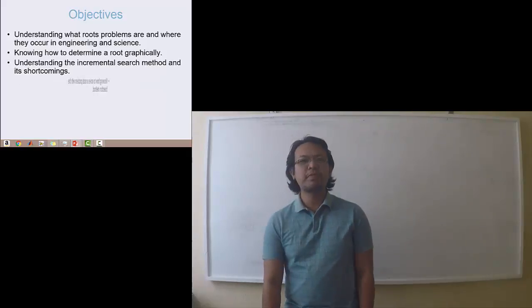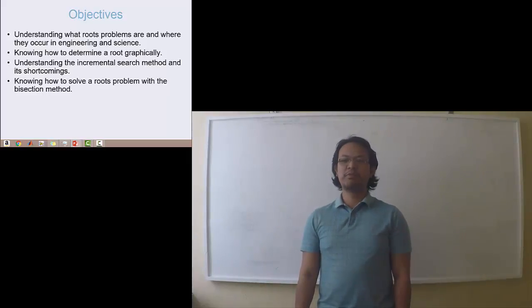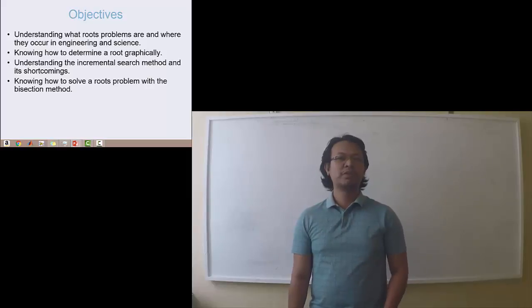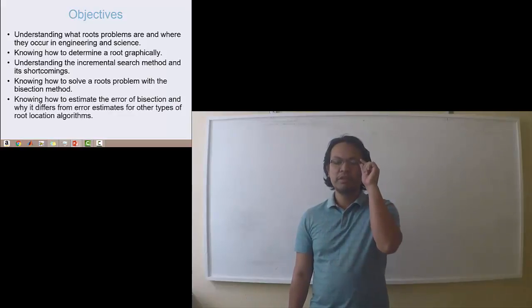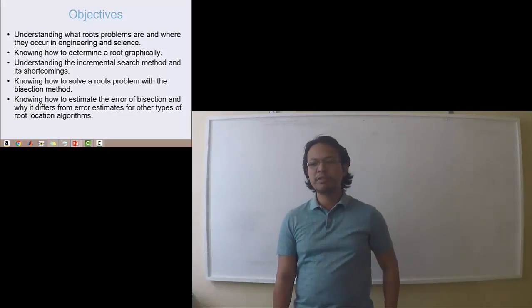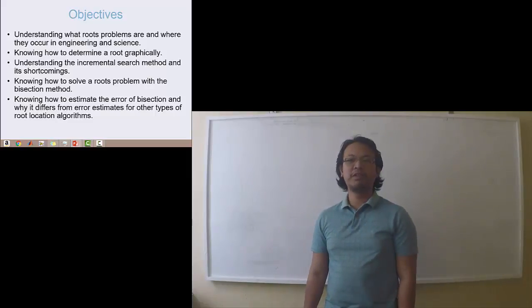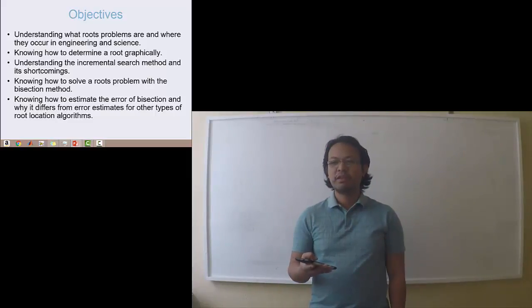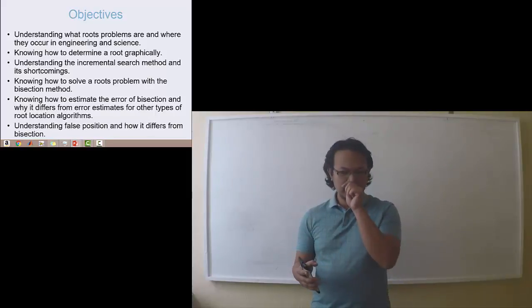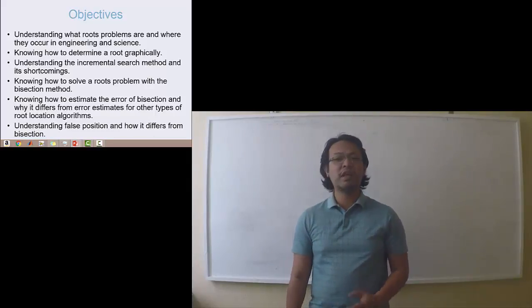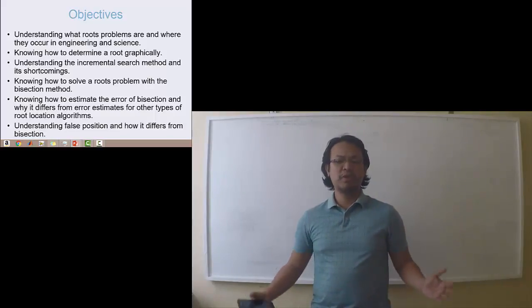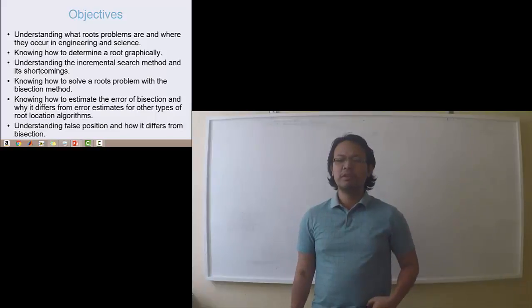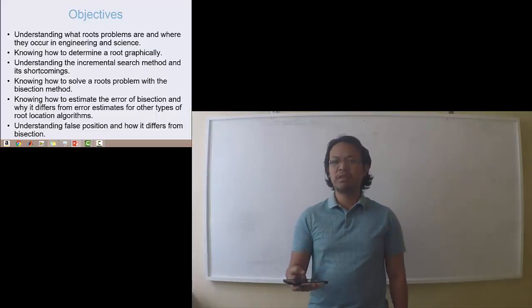Next will be knowing how to solve a roots problem with the bisection method, which is the first topic in bracketing methods. Another thing is knowing how to estimate the error of bisection and why it differs from error estimates for other types of root location algorithms. We will see this one. And lastly, we will know what false position is and how it differs from bisection. There is another bracketing method we call false position. So in this lecture, we'll talk about the bisection and false position methods.